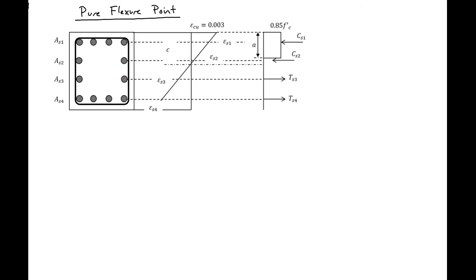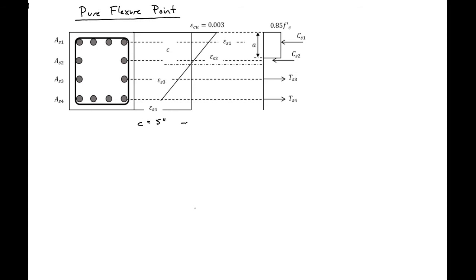The next point that we're going to find is our pure flexure point. And we're going to find it using the trial and error method or iterative method, where we first guess a C, then calculate all our stresses and forces and our moment, and we see if the summation of our forces equals 0 or not. And if the sum of our forces does equal 0, then we know we got our C right, and if it doesn't, then we need to try another C. So our first guess is going to be C equal to 5 inches.